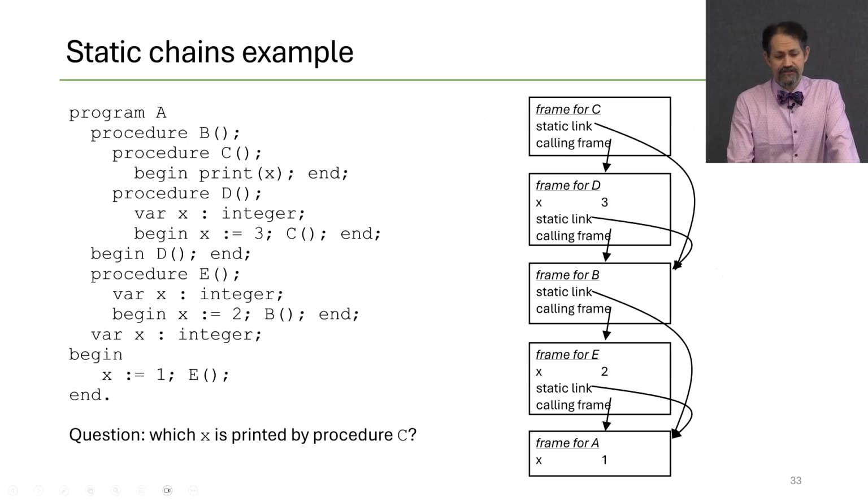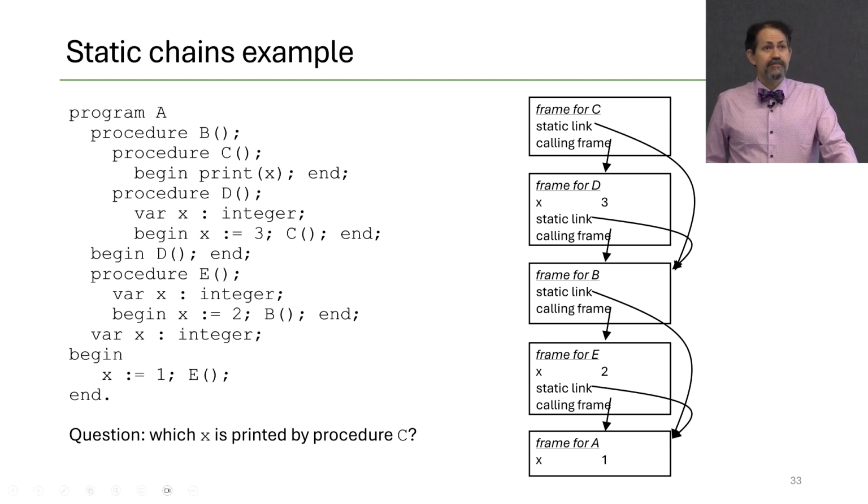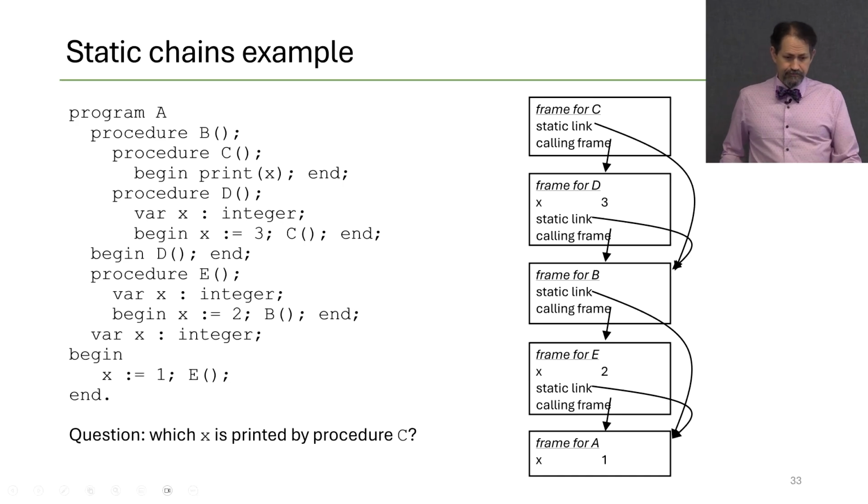Let's look at an example of this. Here we have a program A that has subroutines B and D within it. And then B also has subroutines C and D within it. This is Pascal code, by the way. So again, we're going to declare the variable x multiple times. And if we look in procedure C, we can think about which instance of the x variable is going to be printed. So think about this for a while. You can stop the video if you like.